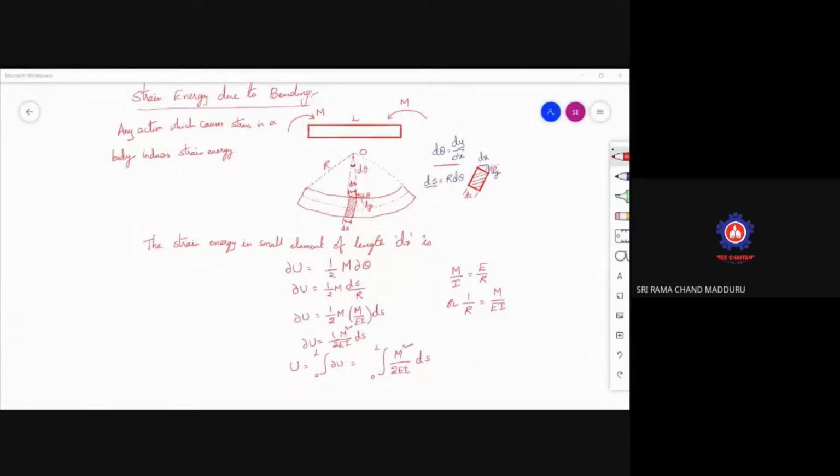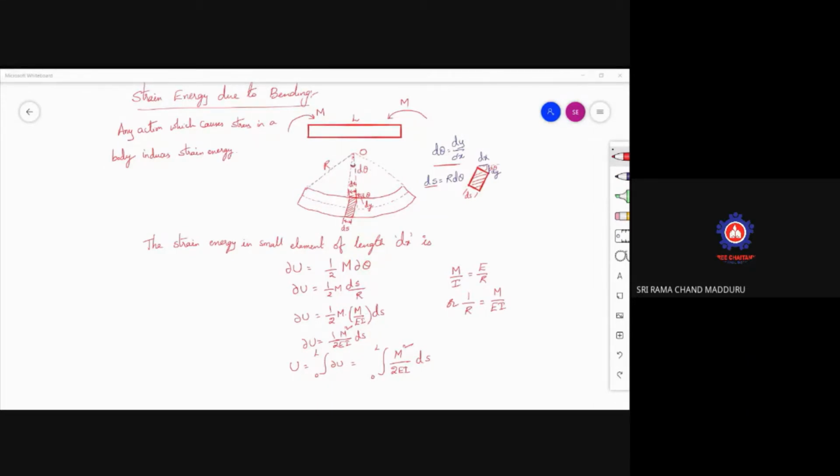Right. So what we have understood is when a beam is subjected to bending and within the elastic limit, it can regain its original position. The energy stored due to the bending is calculated as integration of 0 to L M squared by 2EI into ds. ds is nothing but along the length of the member. It is not horizontal length. It is along the length of the member.